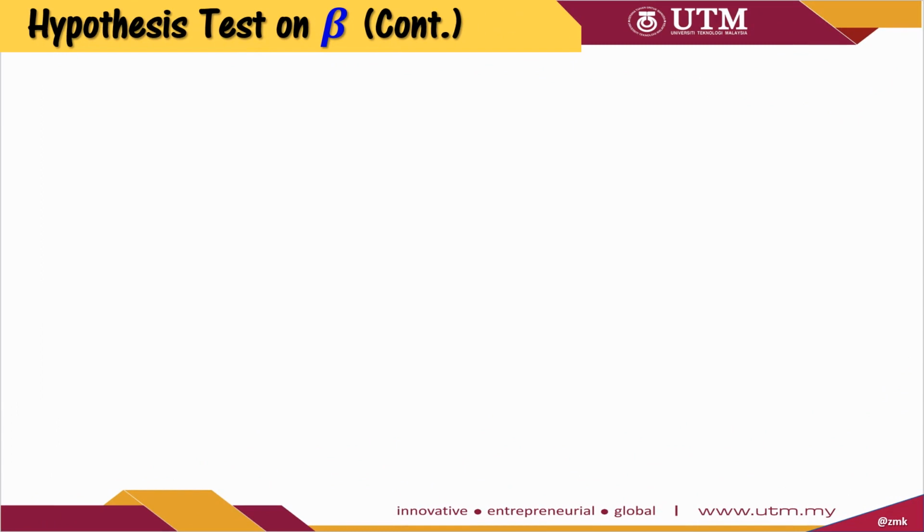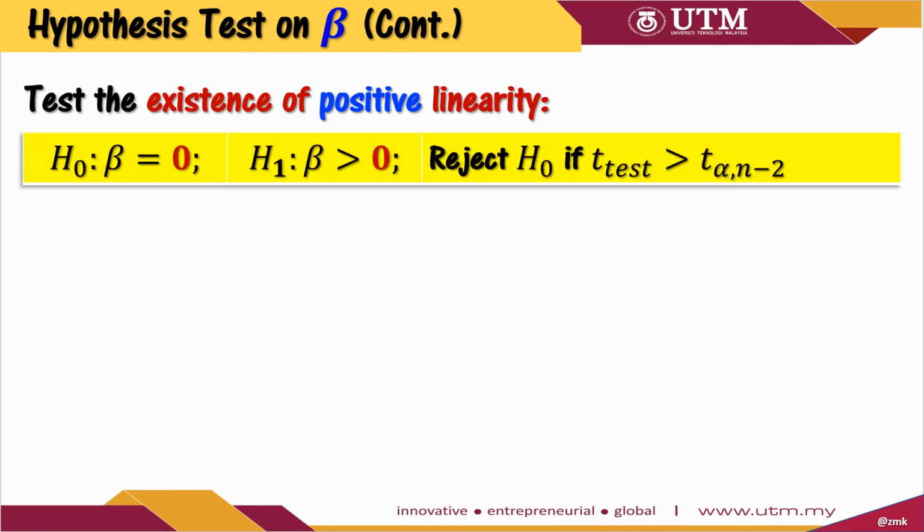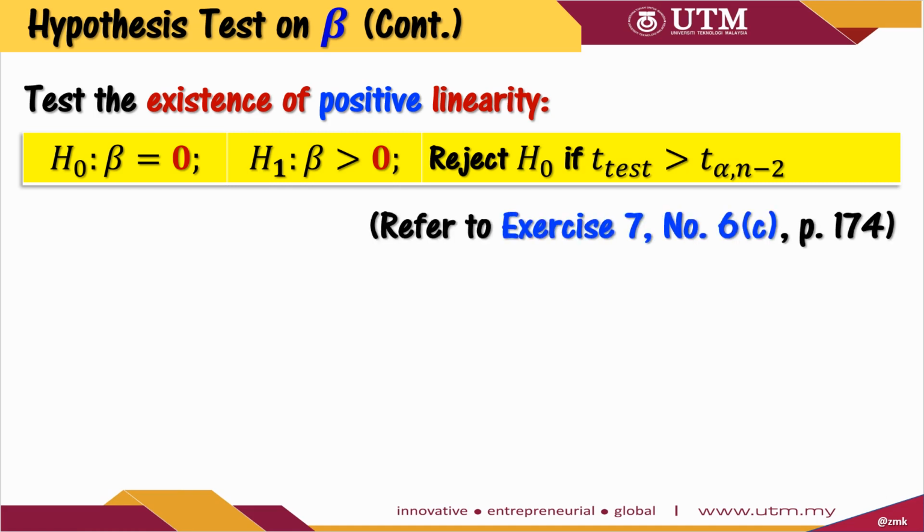To test the existence of a positive linearity, you only need to use a t-test approach where under H0 beta is at most 0 or simply equal to 0, whereas under H1 beta is greater than 0. Since we have a right-sided alternative test here, the rejection rule is to reject H0 if the t-test statistic is greater than the right-sided critical value t at alpha and degrees of freedom n minus 2. You may refer further to exercise 7 question 6 part C for a good practice.